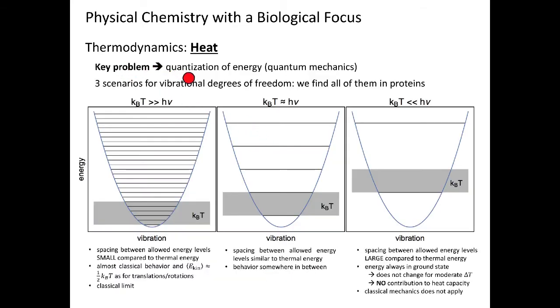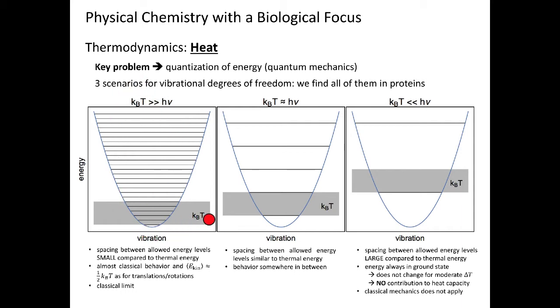The key problem with vibrations is the quantization of energy, which is a result from quantum mechanics that you might have heard about before. Essentially, we can separate 3 different scenarios for the vibrational degrees of freedom, and the problem is that we find all 3 of them in proteins. The first one: the thermal energy is much larger than the separation between allowed energy levels. The separation between allowed energy levels is proportional to the frequency of vibrations in this potential. I'm using a harmonic potential here to illustrate this.